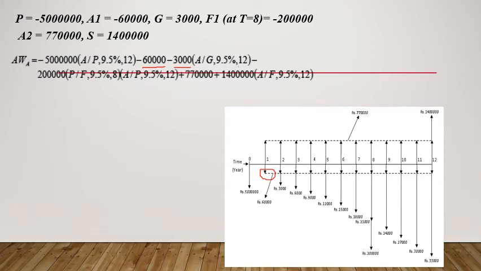11 plus 1, N will be 12. Okay, so A by G comma 9.5 comma 12. There is no need for converting that into P and then to A, because I have a factor A by G. G can be converted directly into A using the factor A by G comma I comma N. I have used that factor here.